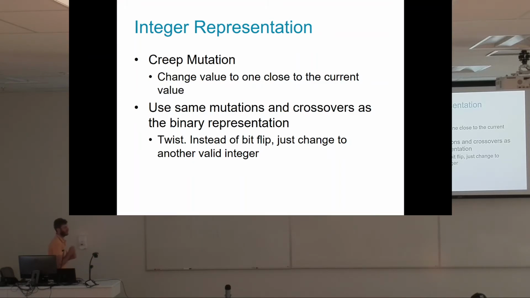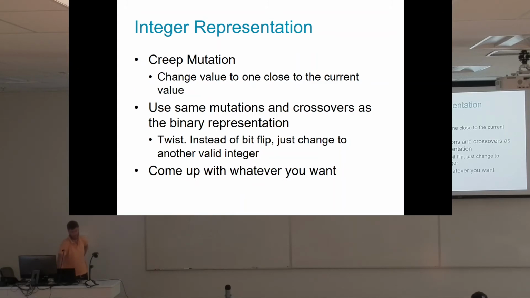I'm trying to think of a good example, but I don't really see a lot of integer representations, so it's hard to come up with a good example. Whatever. I'm sure there's a billion, I just can't think of any on the spot. Use the same mutation and crossovers as binary representation. Oh yeah, that's what we just said. But again, come up with whatever you want.